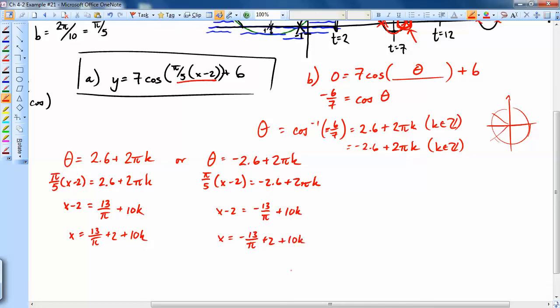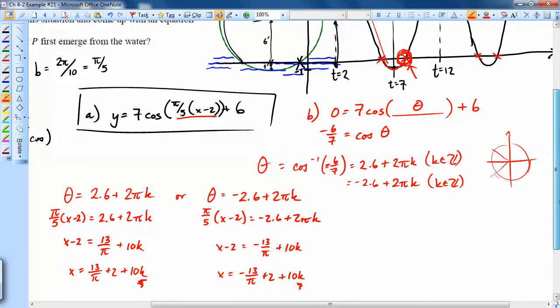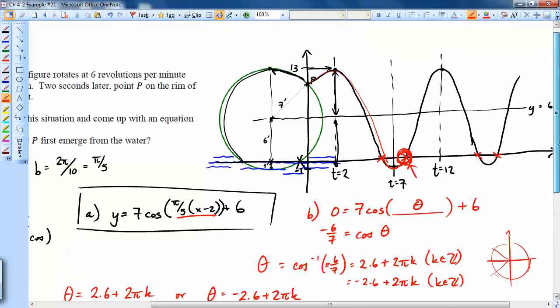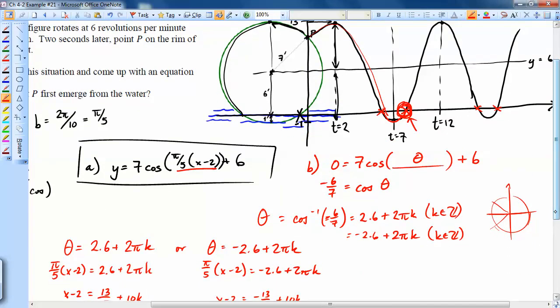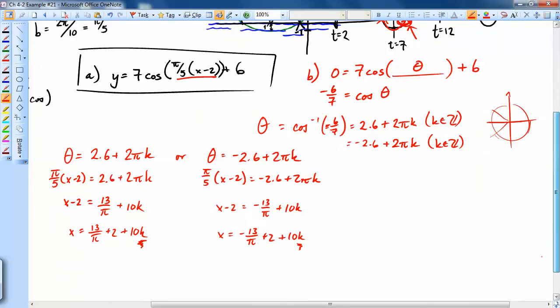Okay, so if you just plug in different k's as you go through here, you'll find different places where y is 0, and you'll get different x values. For example, if k equals 1, let's see, or actually, let's start with k equals 0. So if k is 0, we get 13 over pi plus 2, so we get x equals 6.138. And then over here we get x equals negative 13 over pi plus 2, which is negative 2.138.